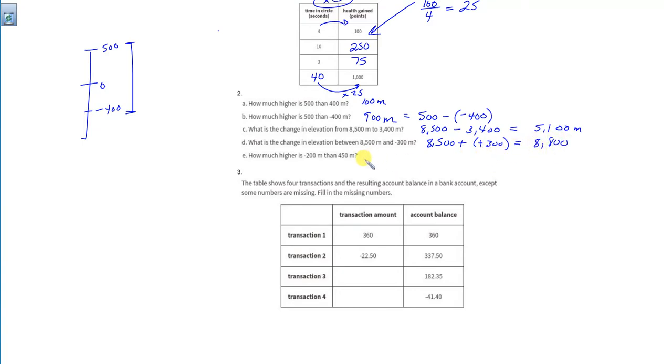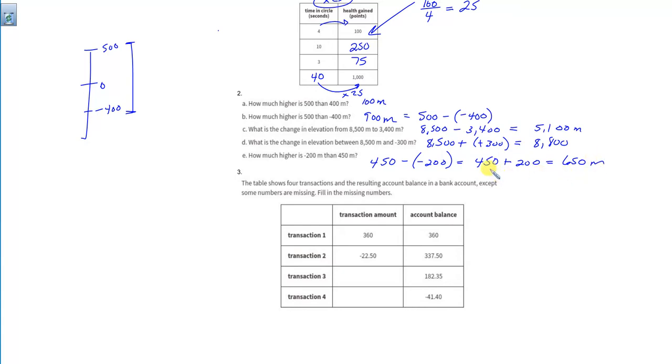And then the last one, how much higher is negative 200 meters than 450? Once again, people, you can just take the two numbers and subtract them, and you will get your answer. Either way, you'll get a positive answer one way, a negative the other way. So this one would turn out to be 450, add the opposite of 200, and that would be 650 meters higher. So there's our answer for that one.